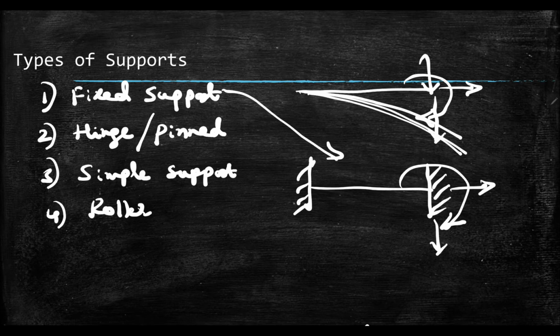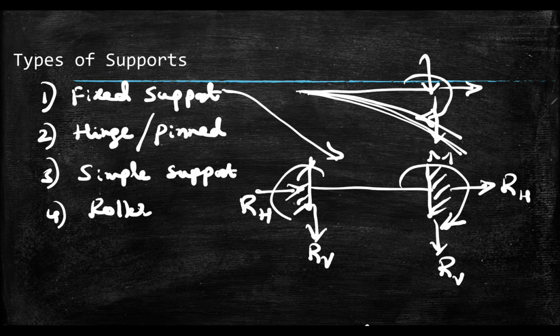So fixed support offers resistance in vertical direction. Normally we will call that resistance as horizontal reactions. Resistance in horizontal reaction, and this is the moment. So fixed support will be giving resistance for all these. Here also you will be having the vertical reaction, horizontal reaction, and also the rotation. And how much resistance it will offer per a particular load.